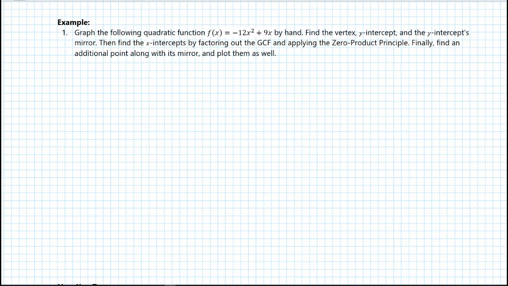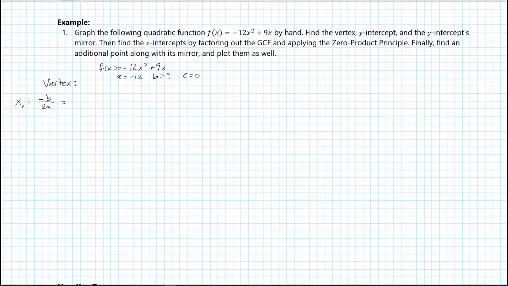Let's go ahead and start with the vertex. We'll find all this information, we'll start plotting it. So for the vertex, we want to use that little formula, negative b over 2a, to find the x value of the vertex. So here, for this function, f of x equals negative 12x squared plus 9x. We have a equals negative 12 and b equals 9. We also can say that c equals 0, but that is not going to come into play right now.